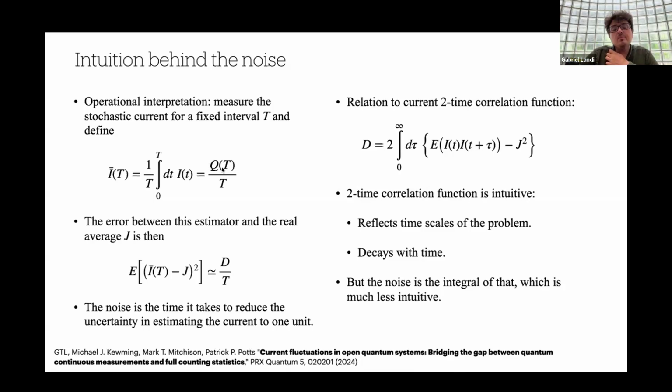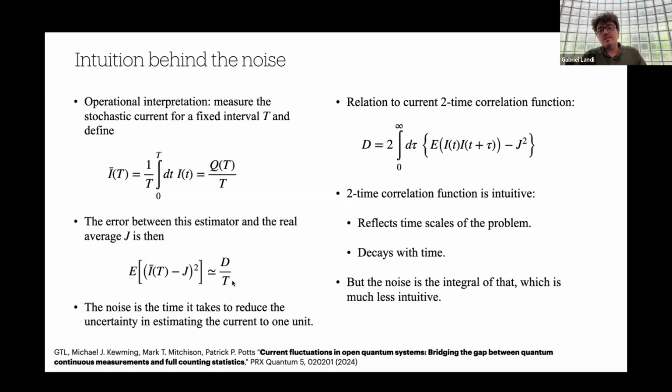And now you want to think about this as an estimator for the actual average current. So you want to look at the error between this quantity, which we are using to estimate the average current, and the actual average. And what you can show is that this scales as D over T. So this is a nice interpretation.